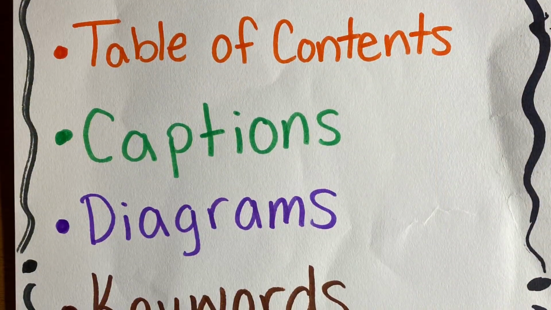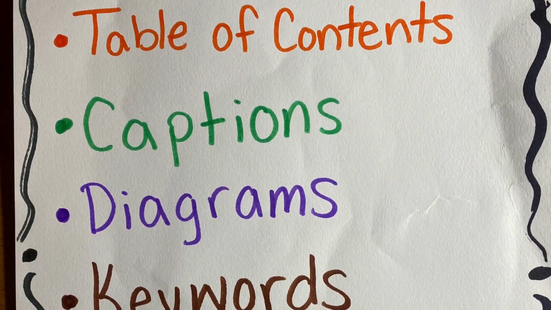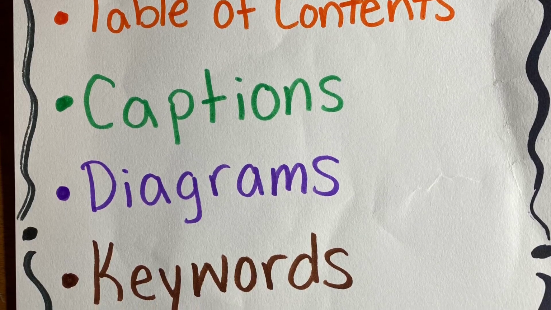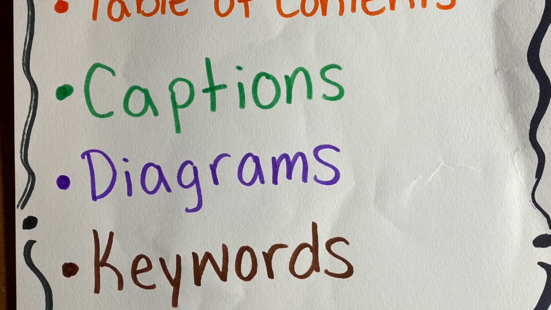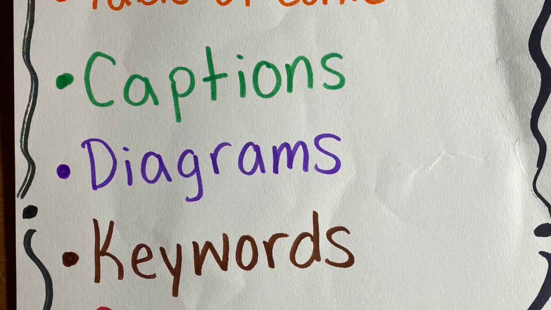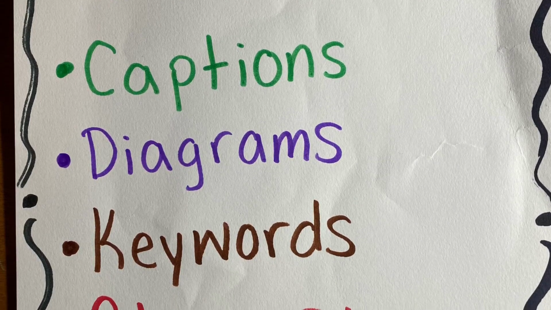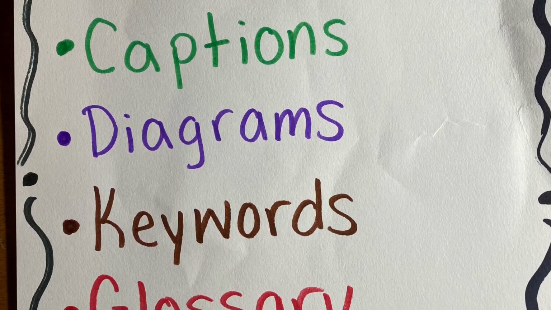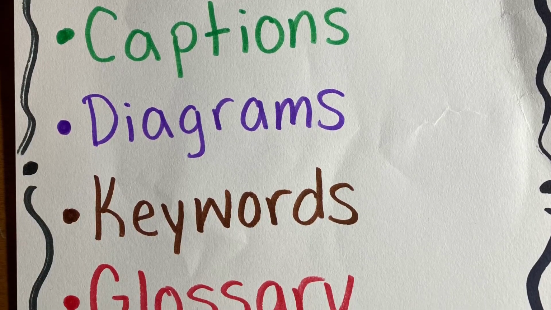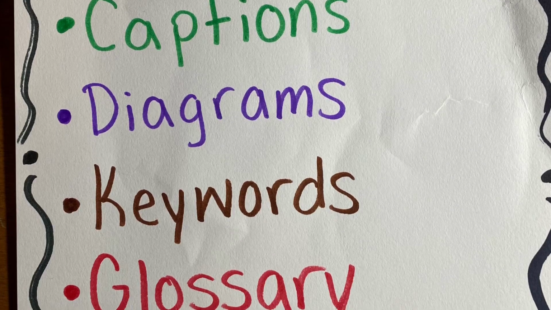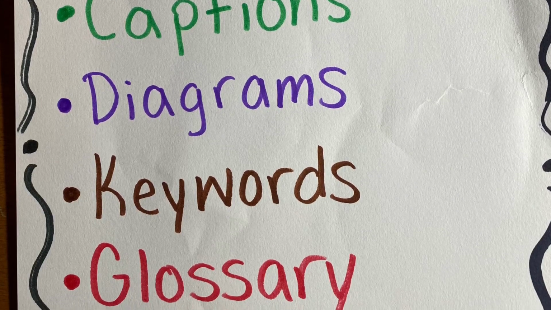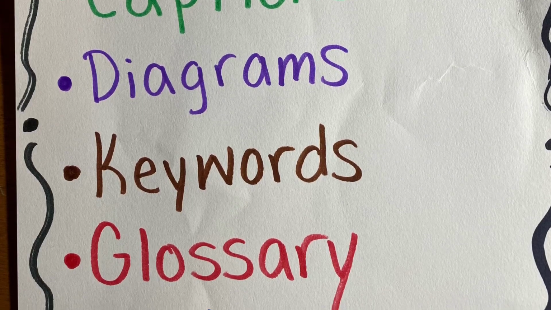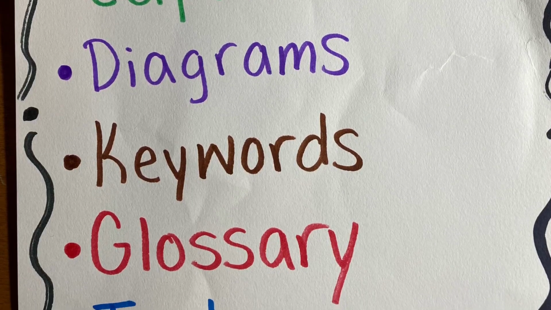All right, so these are some text features. In this book, you're going to be seeing table of contents, some captions, and you'll be seeing a glossary and an index. A table of contents comes at the beginning of the book. The captions are under a picture, and those tell you information about the picture. A glossary comes at the end of a book, and in that glossary, it tells you what some words mean that are inside the book.